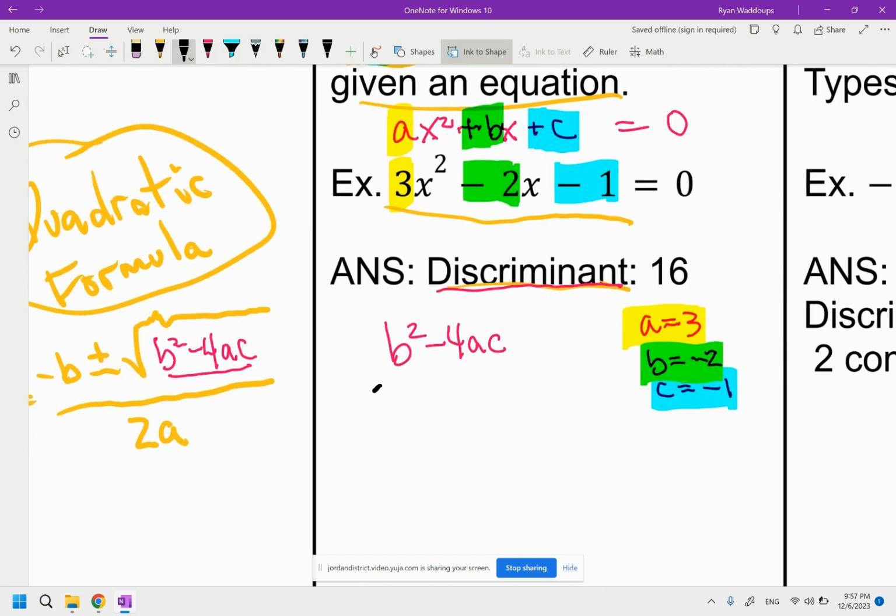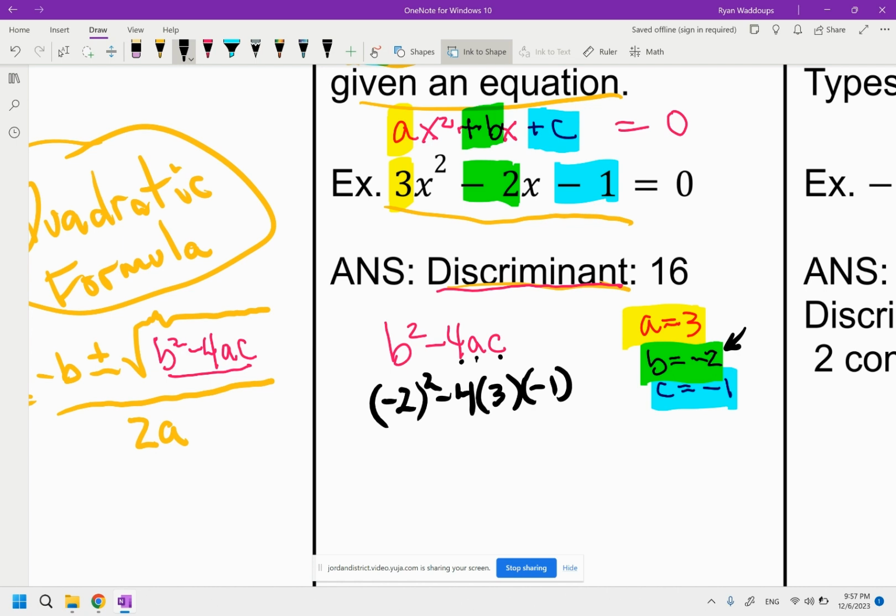So B, I'm just going to put something squared. That's where I'm going to put my B. And since B is negative 2, I'm going to put negative 2 there. Minus 4 times A times C. 4AC is 4 times A times C. And I said 4 times A, which is 3, and C, which is negative 1.